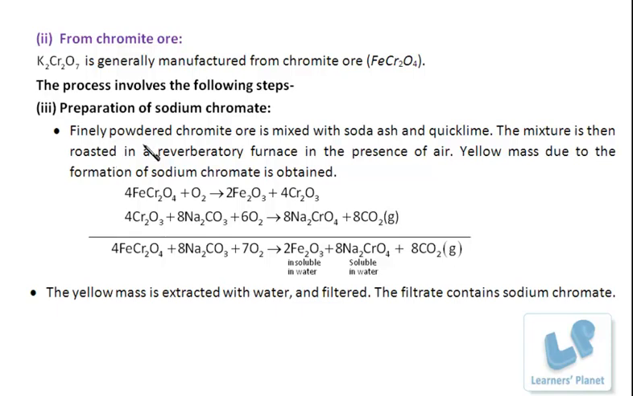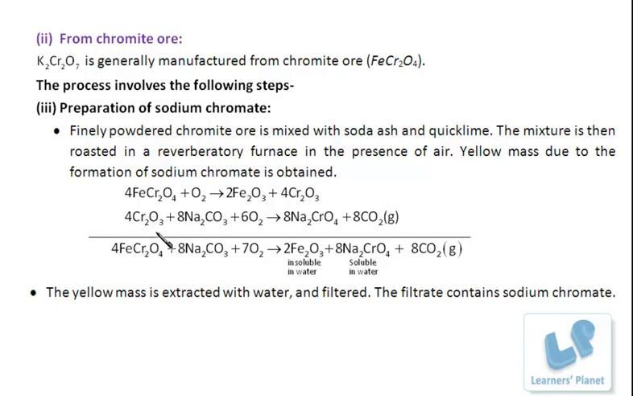This finely powdered chromite ore is mixed with soda ash and quicklime. The product of that soda ash is sodium carbonate. The mixture is then roasted in a reverberatory furnace in the presence of air. Why? So that oxidation can take place. A yellow mass due to the formation of sodium chromate is obtained. This chromite ore is first heated so that Fe2O3 and Cr2O3 are obtained. In this Cr2O3, the oxidation state of chromium is +3.